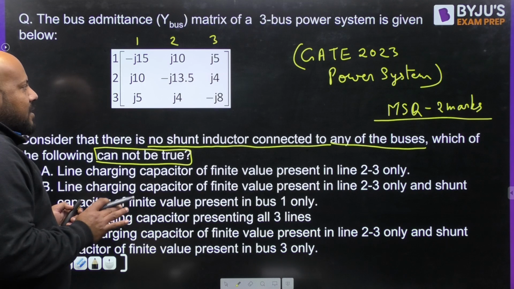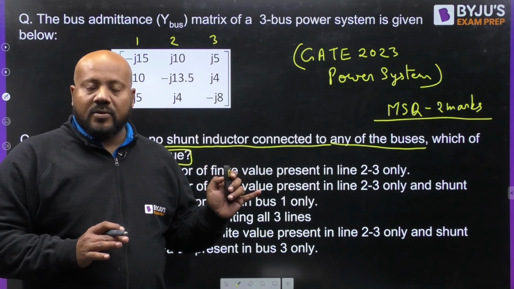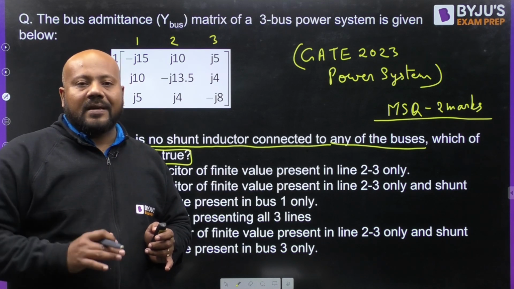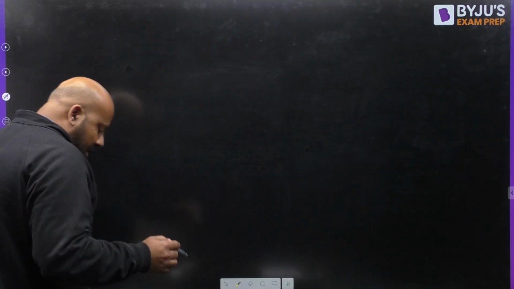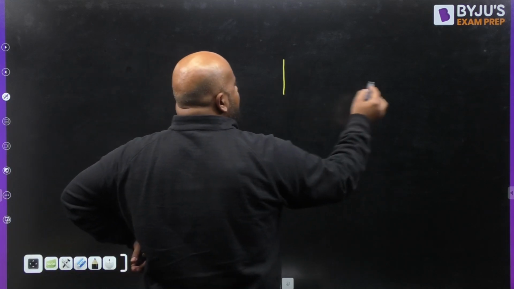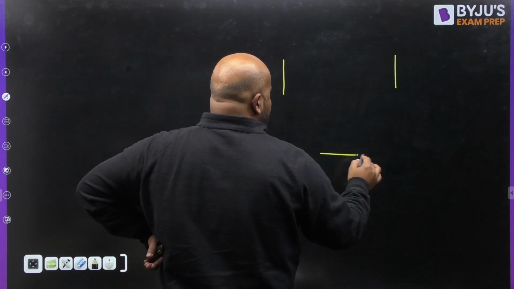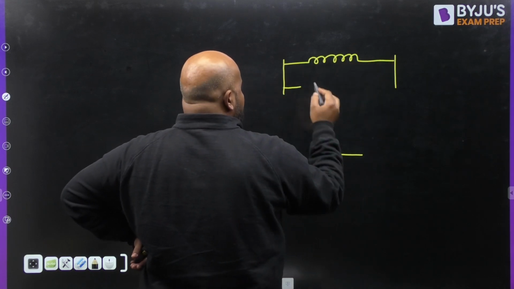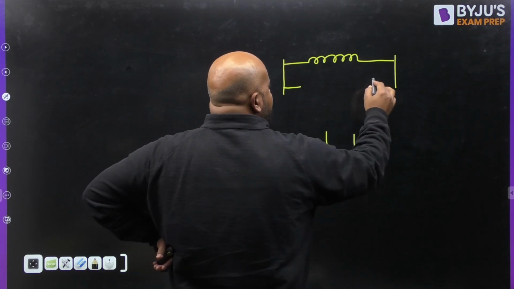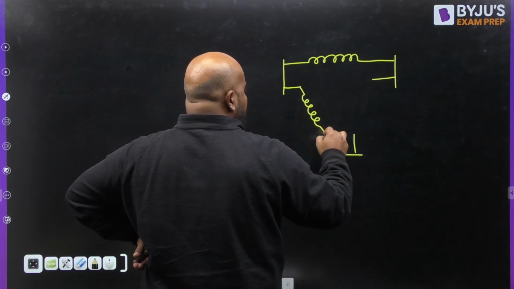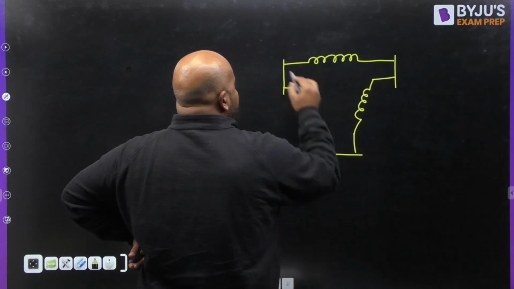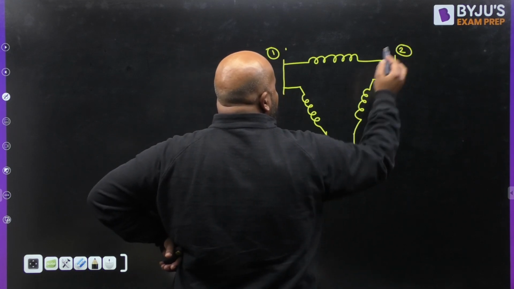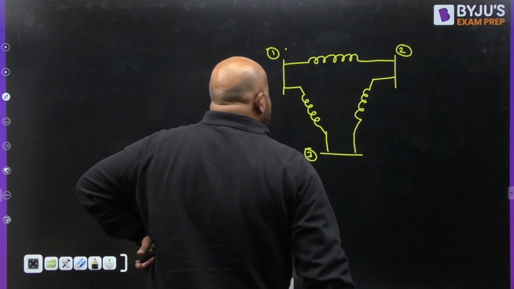Now there is a confusion about how this system is going to be. So I am going to take the most general case, and then I will try to find some conditions. So suppose there is a 3-bus system. These are the 3 lines between any of the 2 buses. Suppose this is bus number 1, this is bus number 2, and suppose this is bus number 3.